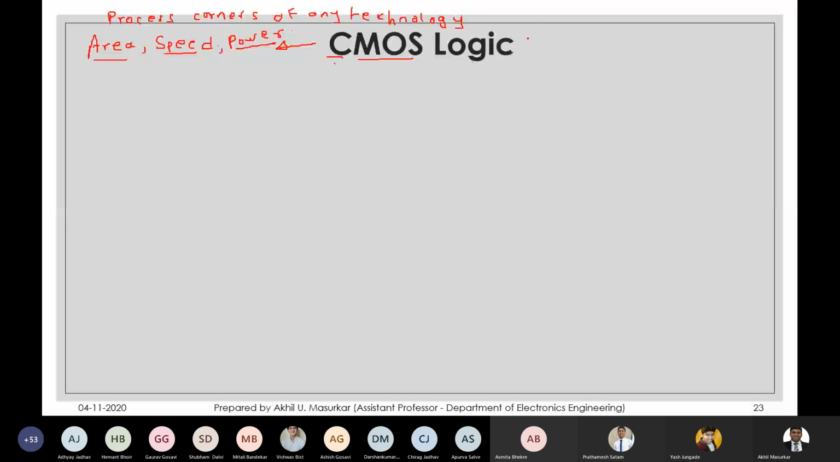CMOS. What is the meaning of CMOS? Complementary metal oxide semiconductor. Actually it is CMOSFETs, but they just skip the FET part of it. It is understood that it is a FET logic. So I'll just write here FET is understood.